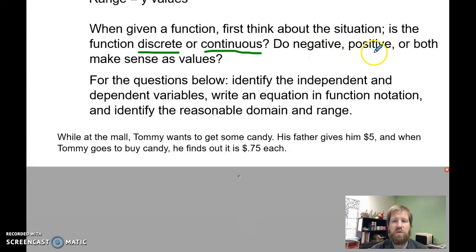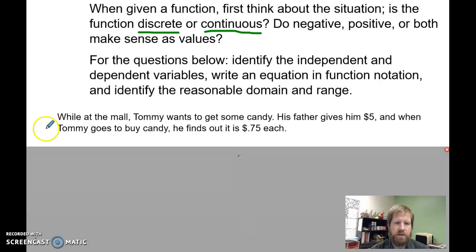Sometimes positive numbers won't make sense. Sometimes we'll be looking at something like draining a pool. If I'm draining a pool, I'm not going to be putting more water in, so positive numbers in that case won't make any sense. And then sometimes both make sense. Sometimes you'll have plus or minus numbers.